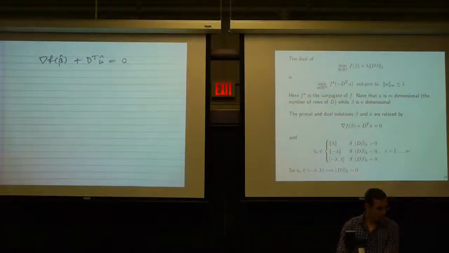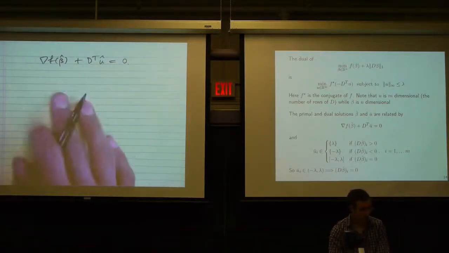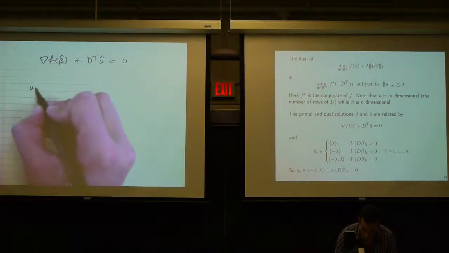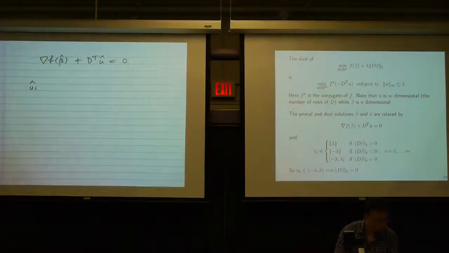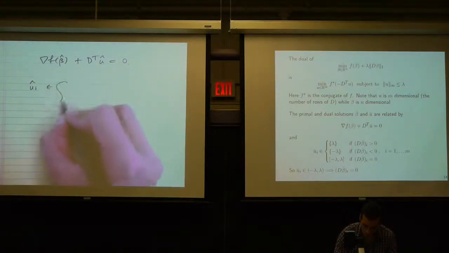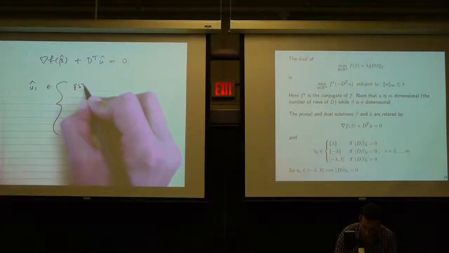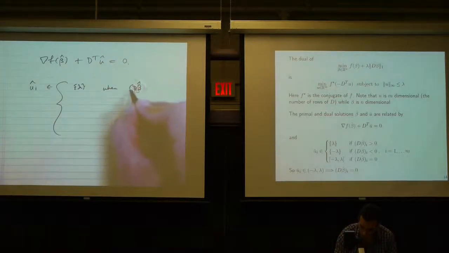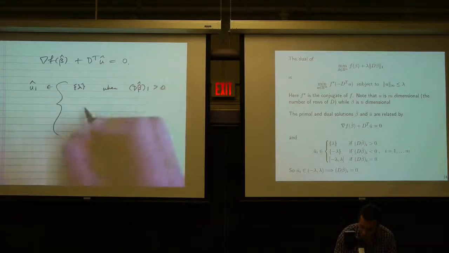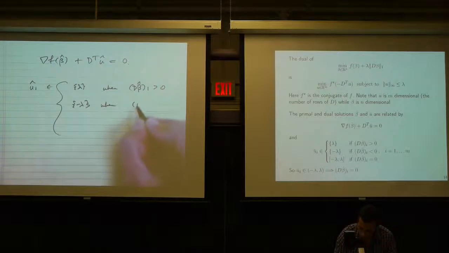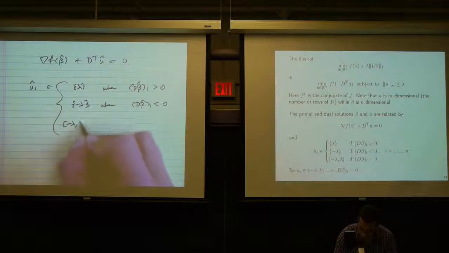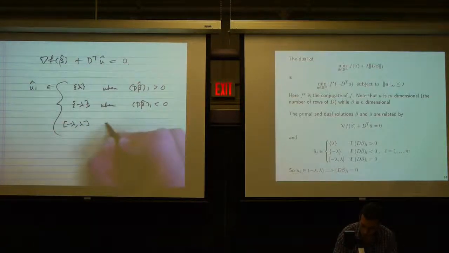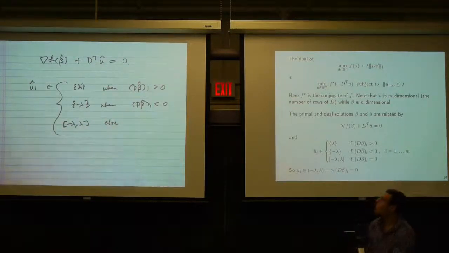What else do I know? This also comes from the stationarity condition: the ith component of the dual solution is going to be one of three things. It's going to be lambda when the ith component of d beta is positive. It's going to be minus lambda when the ith component of d beta is negative. And otherwise, it's something between minus lambda and lambda when the ith component of d beta is 0.